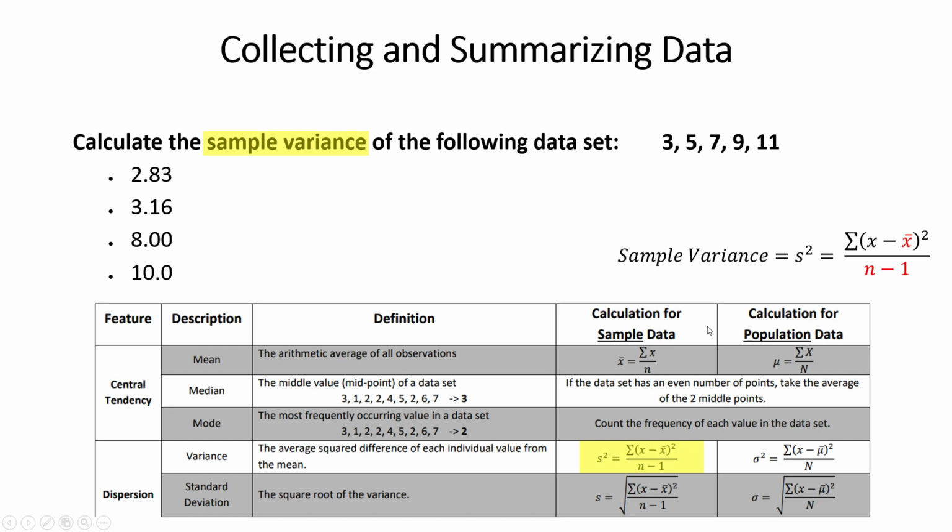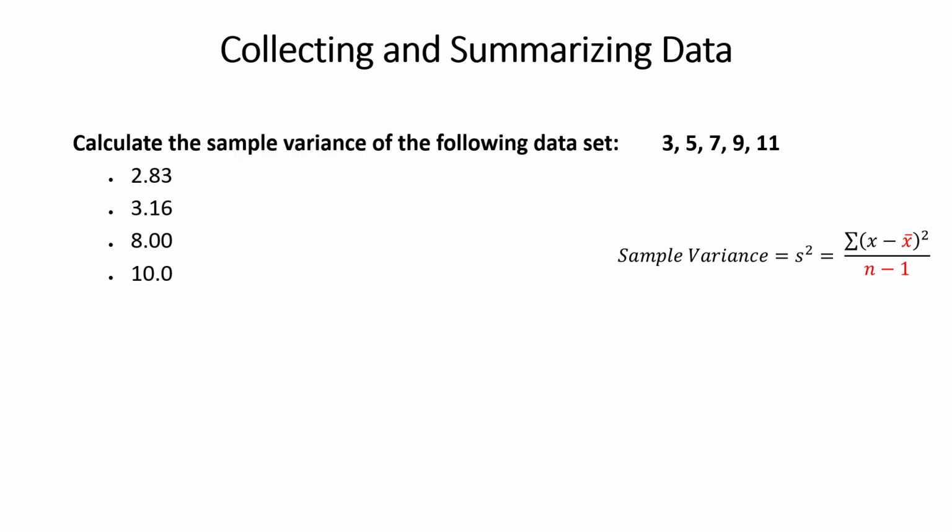Here's that equation, and I want to show you how to calculate this. In real life, obviously, we have Excel, we have Minitab, but on the CQE exam, you're going to need to know how to calculate this by hand. And it all starts by calculating X bar. We know what our X values are, right? 3, 5, 7, 9, and 11.